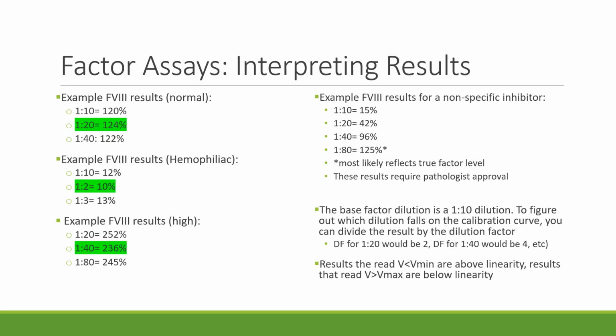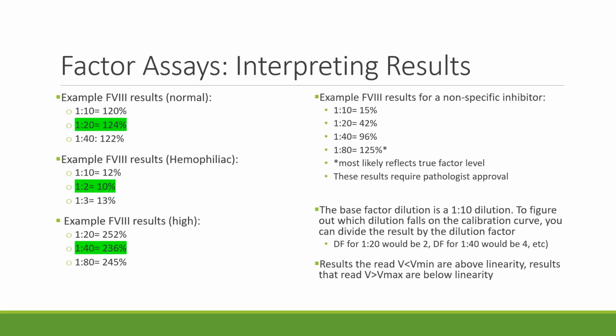Now, sometimes we have results that fall outside of linearity. And because our calibration curve runs the opposite direction of most calibration curves, it runs from high to low versus from low to high, we are going to look at those results. And when we have a high value, it's going to report it out as V is less than V min. So you like, well, that doesn't really make sense. It's minimum. Well, that's because our calibration curve in this case runs from high to low.